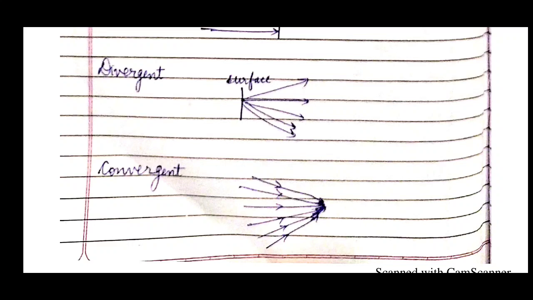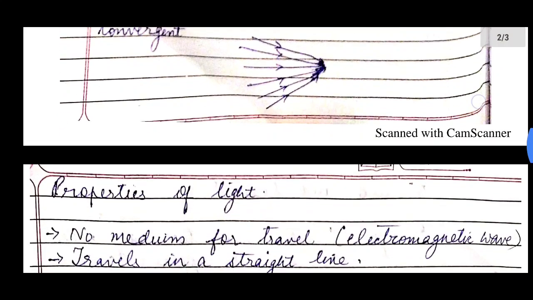Convergent ray. Convergent ray means when the rays of light all meet at one point. When they meet at one point, it is convergent. When from one point they are moving to different directions, it is known as divergent.